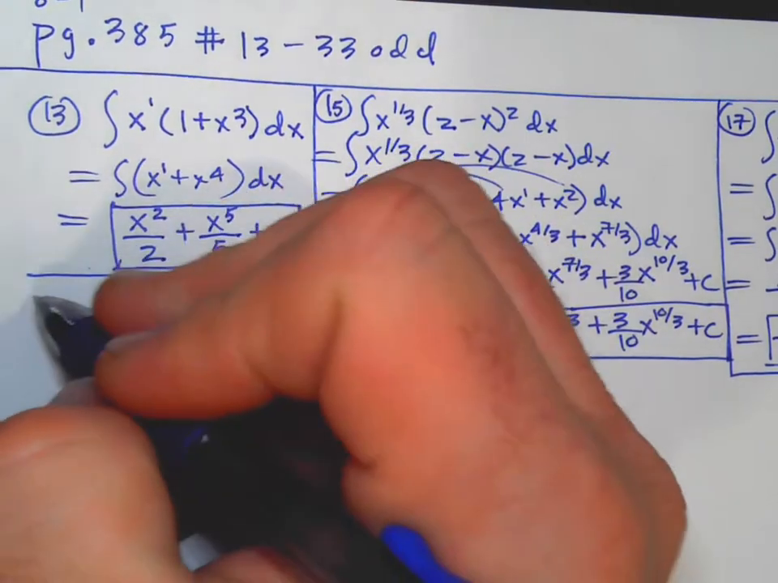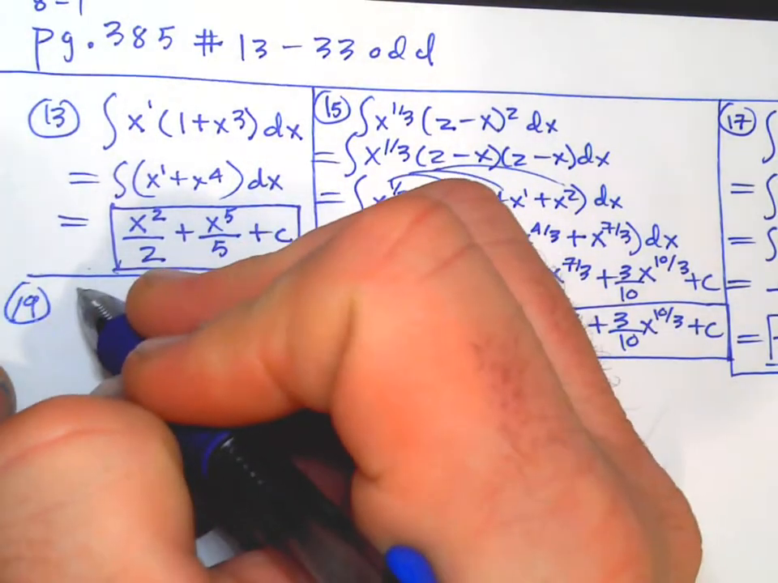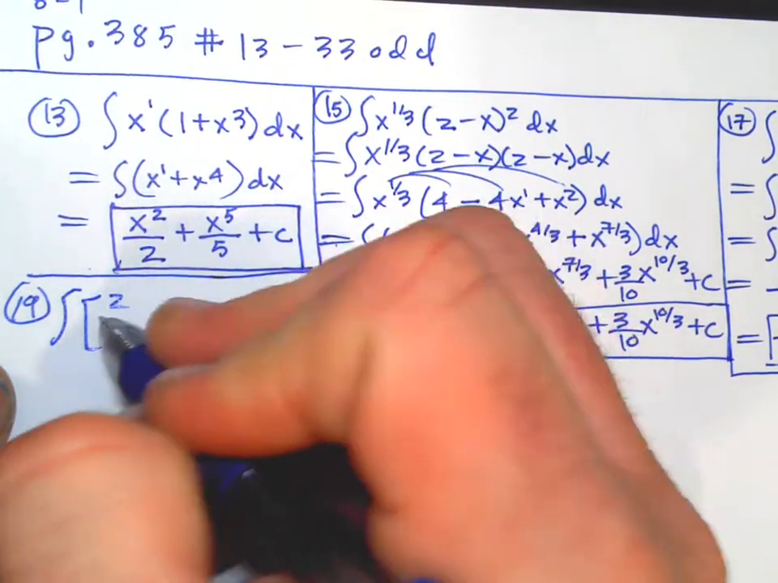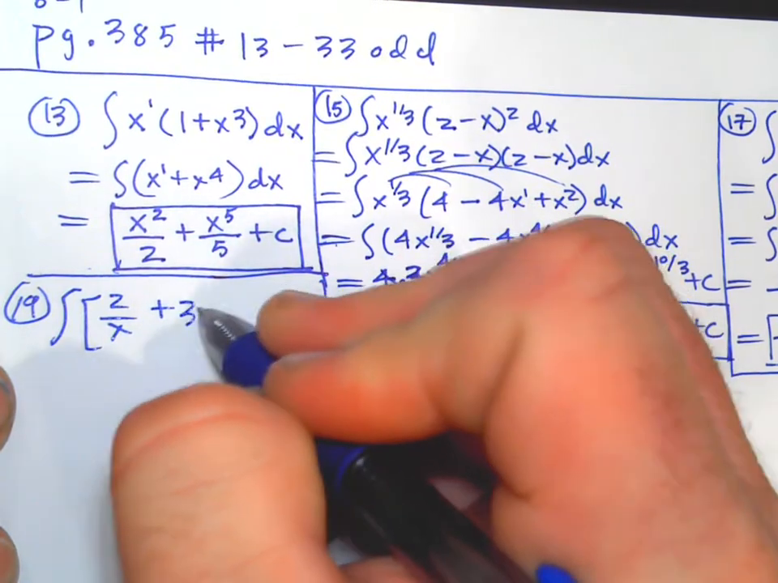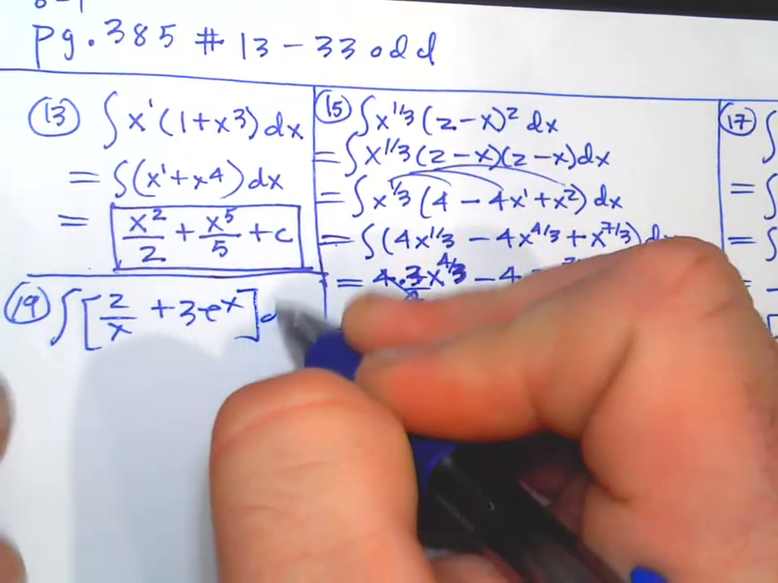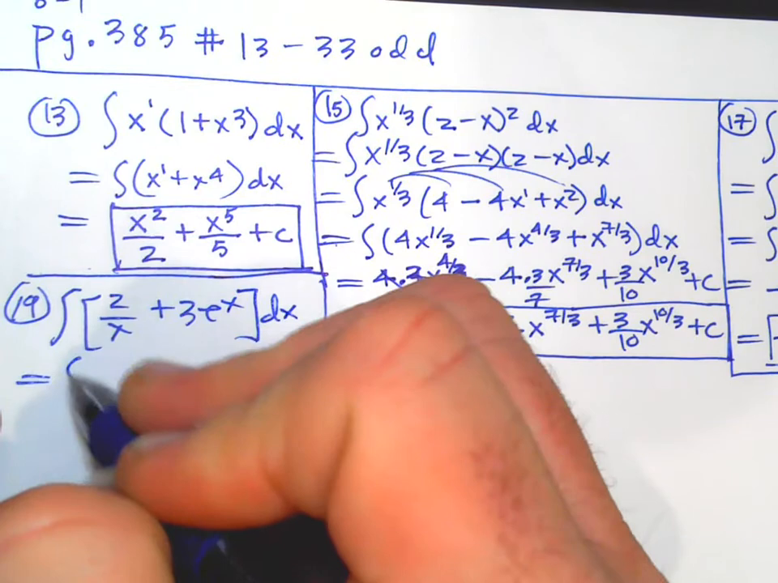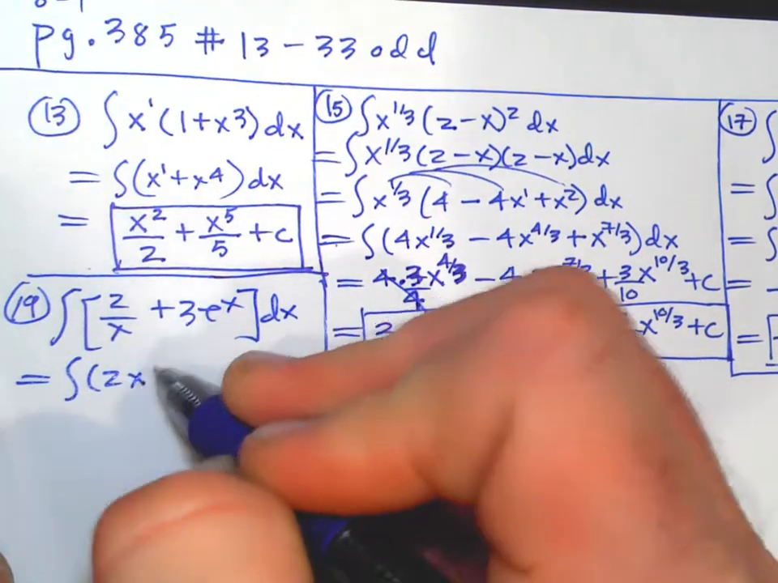Okay, 19 is going to be 2 over x plus 3e to the x. Now, what some people are going to think to do here, which doesn't sound like a bad idea, change that to a negative exponent.